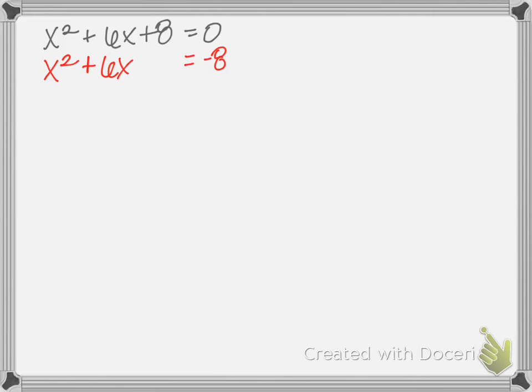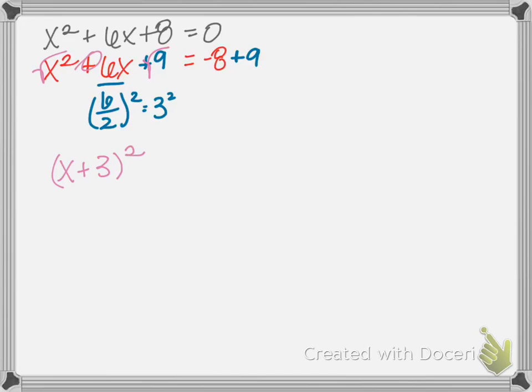All right, we're going to take our b, 6 divided by 2, and square it. That gives me 3 squared, which is 9. What I do to one side, I do to the other. So I take the square root of the first, square root of the last, keep this sign, so it's going to be x plus 3 squared equals, and then -8 plus 9 gives me a 1.